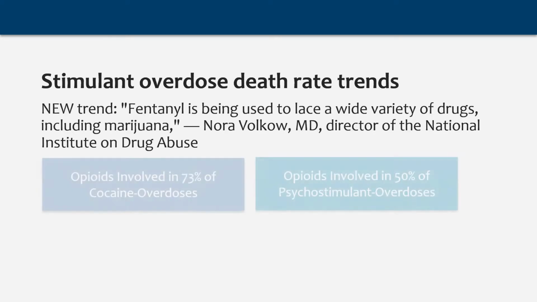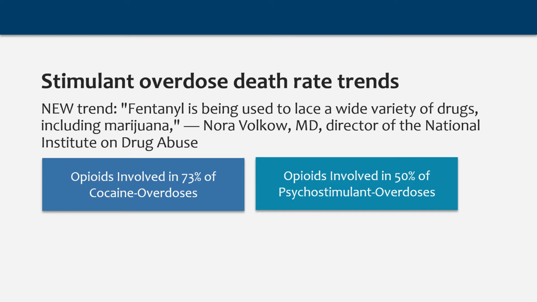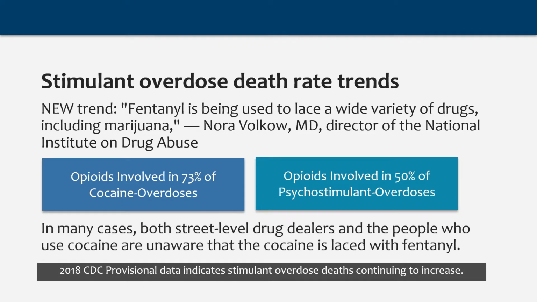Synthetic opioids, illicit fentanyl, appear to be the primary driver of cocaine-involved death rate increases and psychostimulant-involved methamphetamine deaths. In 2017, opioids were involved in 73% of cocaine-involved and 50.4% of psychostimulant-involved overdoses. In many cases, both street-level drug dealers and the people who use cocaine are unaware that the cocaine is laced with fentanyl. The CDC provisional data from 2018 indicates that deaths involving cocaine and psychostimulants are continuing to increase.